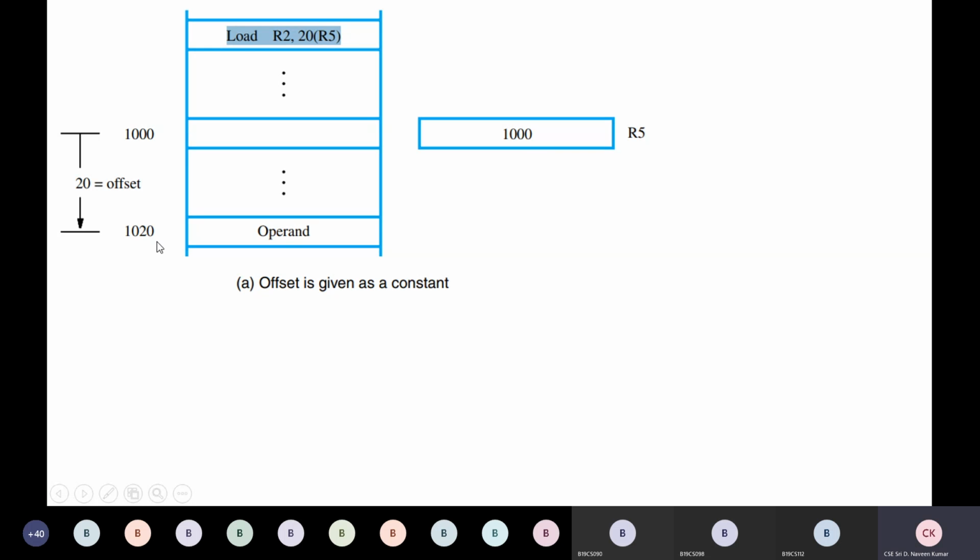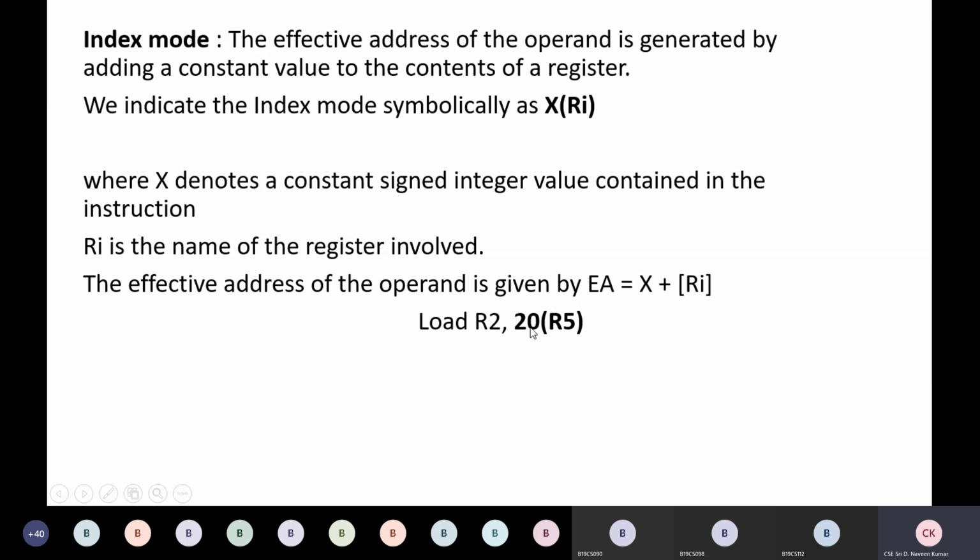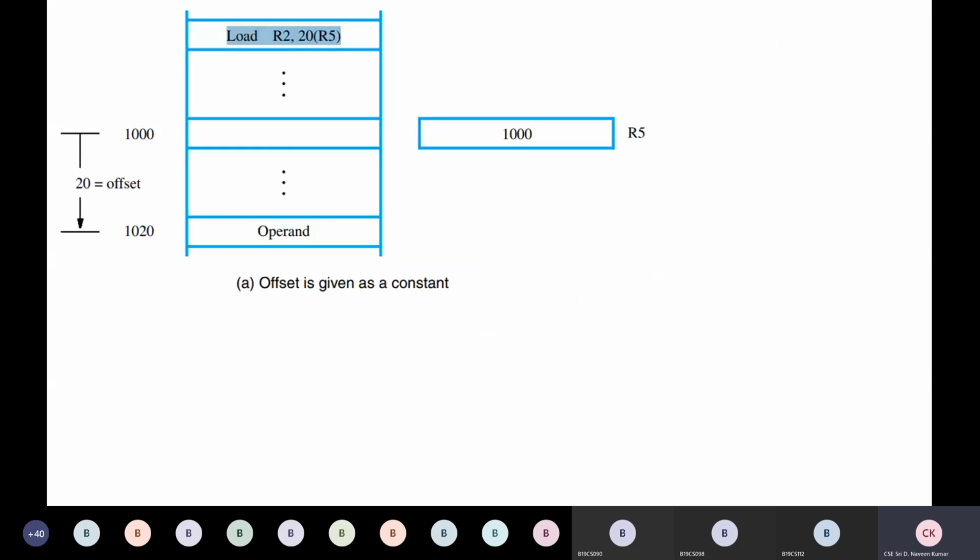We get 1020. It checks in main memory what the value at 1020 is. It may have some value like 30. It takes that 30, comes here, and because the opcode is load, it loads that 30 value into the R2 register. Done. If you have any doubts, you can ask me at this moment.